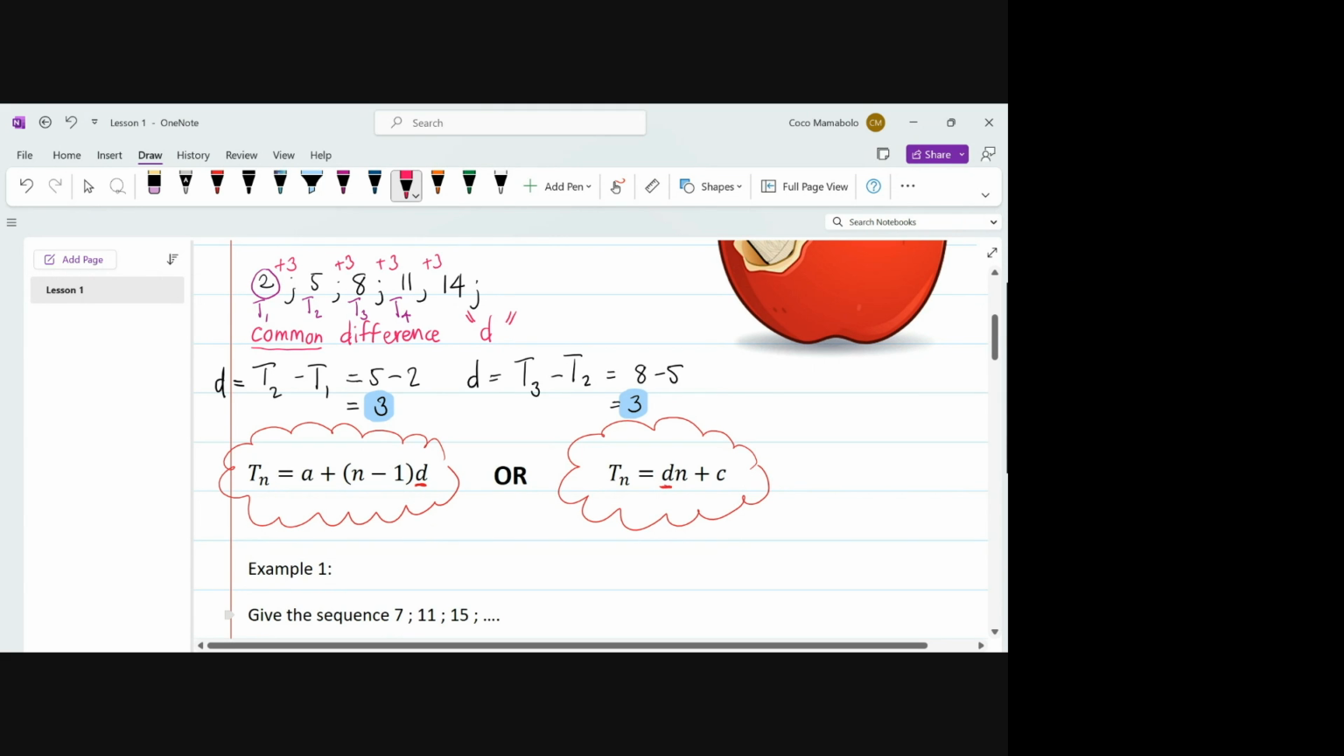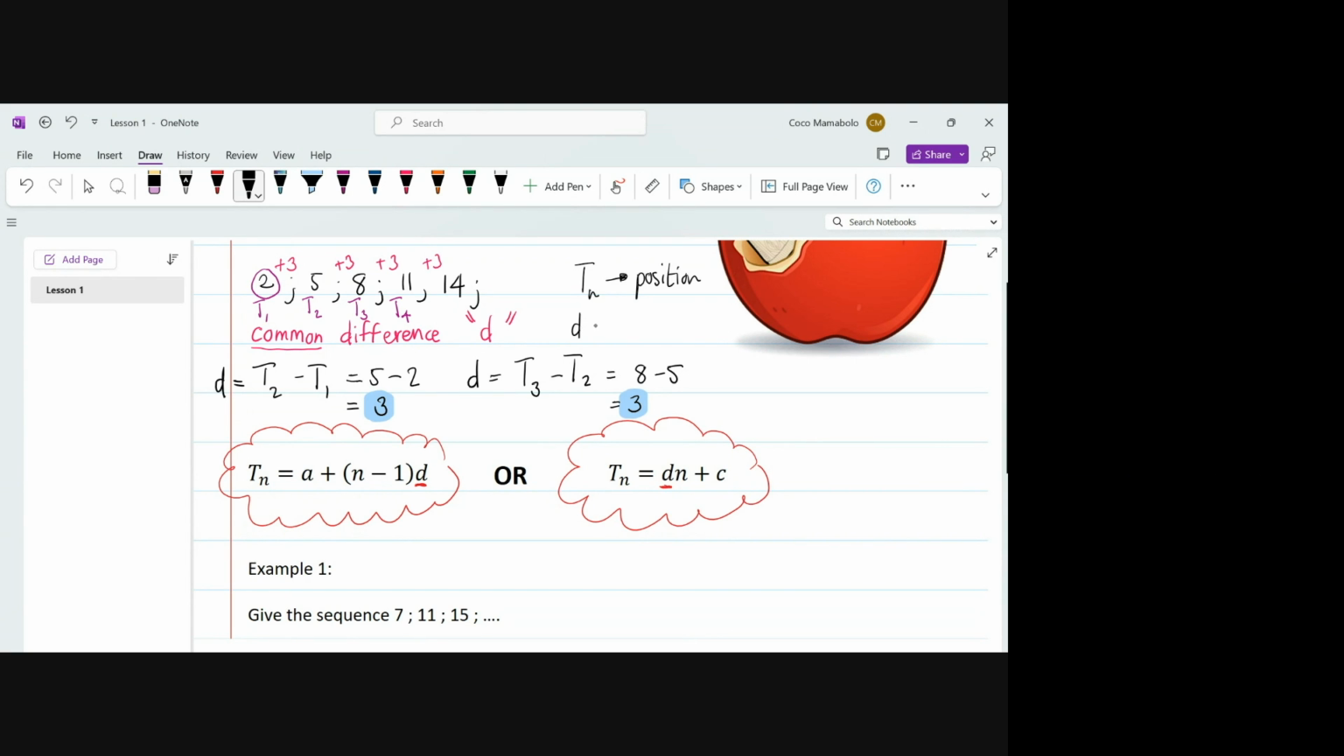Okay, lovely. So we've learned 2 things so far. I just want to make sure we're all on the same page. First thing we learned is that T anything means that we're looking for the position. We're looking for the number in that position. Position 7. So T7 equals, there will be a number at position 7. We've also learned that D is the common difference.